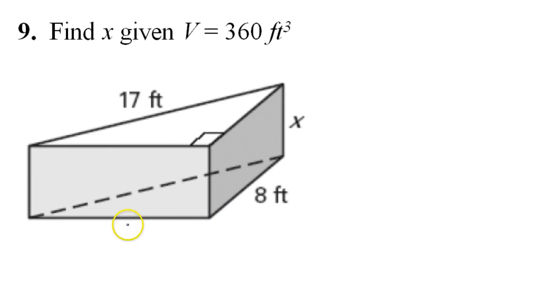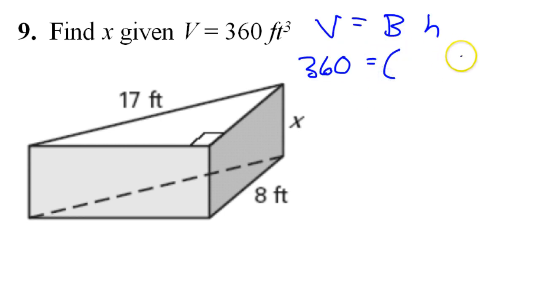For number 9, once again we are given the volume. This is a prism, so the volume of a prism is the area of the base times the height. So the volume is 360, so I'm going to put that in. So that means 360 is going to equal the area of the base times the height. Now the height is x, so I'm going to put that there. So all we need now is the area of the base, and we can get going.